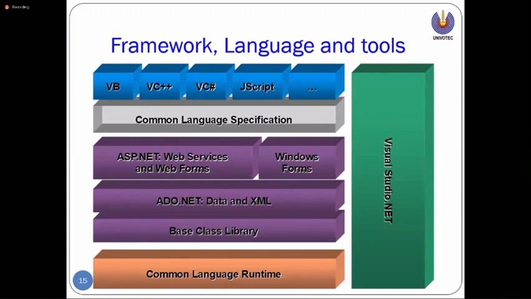Okay, this is the Visual Studio .NET framework. We have multiple languages. The common language specification is there because everything shares a common language. It is specified for all programming languages. Then we use ASP.NET for web services and web, and Windows applications for the desktop. But ADO.NET data and XML, XML also we can use for the database. Okay, create the database in XML. Then it is also common for both applications.